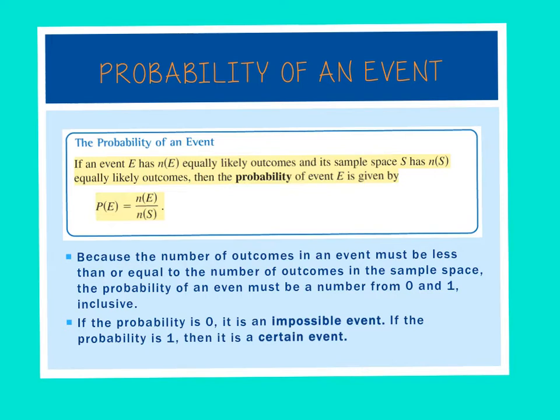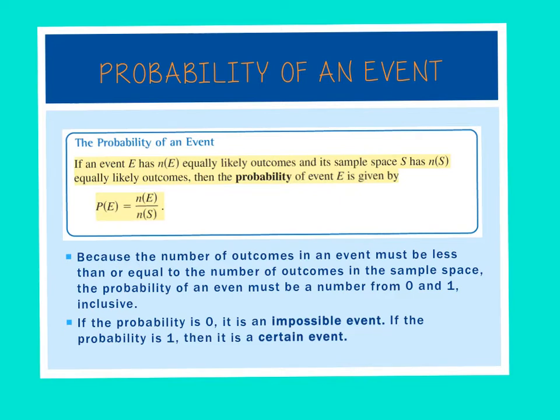The probability will be a number from 0 to 1. So it could be a fraction, it could be a decimal, but it can't be less than 0 because you're saying there's absolutely a negative odds. That's not possible. That's not a fair event. Or bigger than 1, saying that it's going to happen more than 100% of the time, and that can't happen either. If the probability is 0, it's impossible, and if it is 1, then it's a certain event.